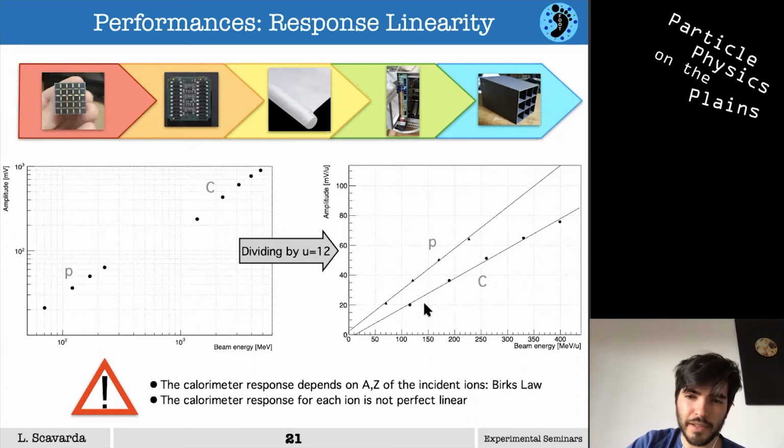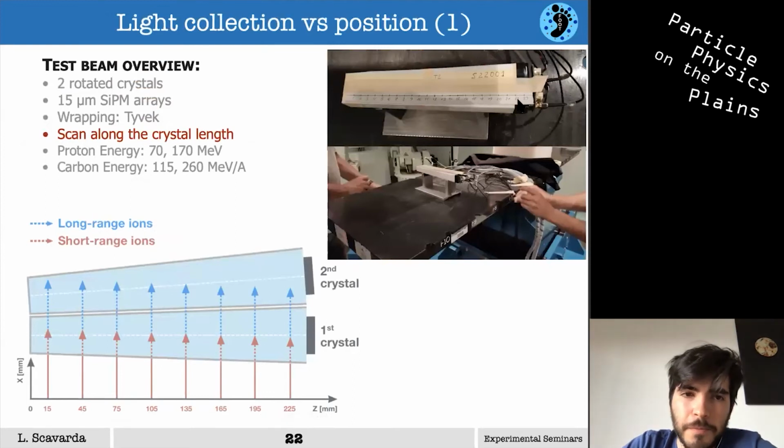So in order to understand this better, we have performed another test beam at CNAO. And this time we have placed two BGO crystals rotated by 90 degrees compared to the beam line of CNAO. So we performed a scan with the beam along the length of the crystal, 3 centimeter by 3 centimeter. We started at 15 millimeter, so the farthest point from the silicon photomultiplier, up to 215 millimeter, very close to the silicon photomultiplier.